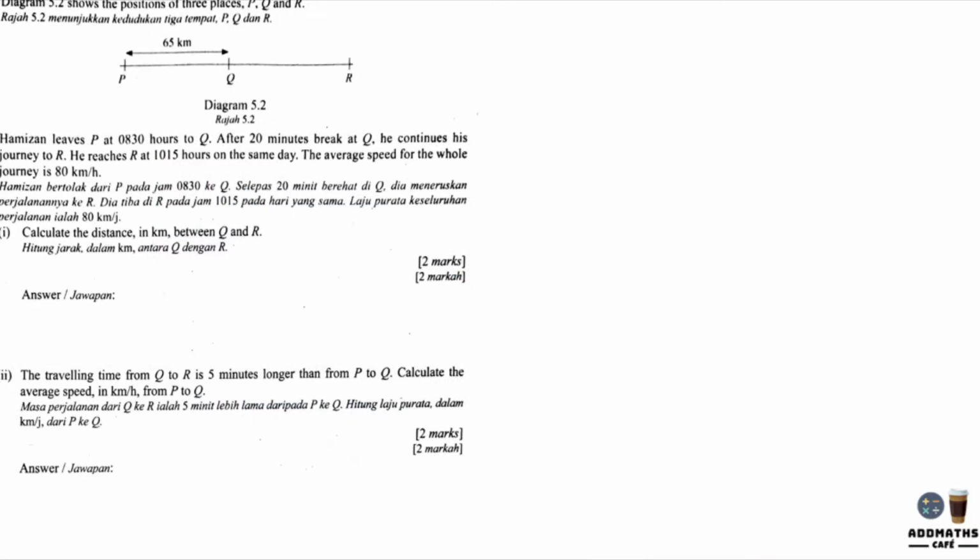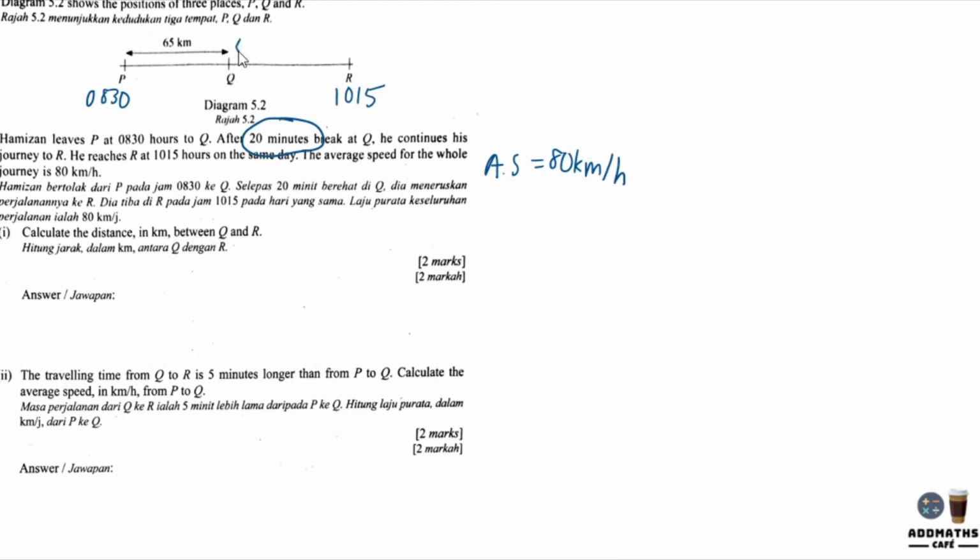Next, for C. Hamizan leaves P at 08:30, so P here is 8:30 in the morning, to Q. After 20 minutes, he breaks at Q. In Q, he rests 20 minutes. He continued his journey to R. He reached R at 10:15 on the same day. The average speed of the whole journey will be 80 km per hour. Calculate the distance between Q and R.